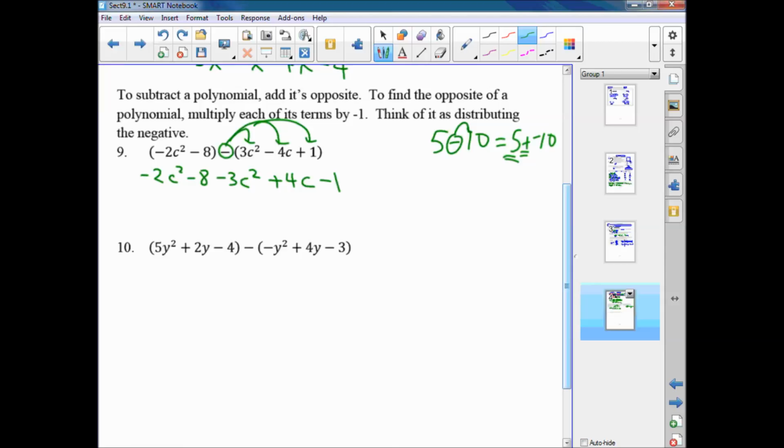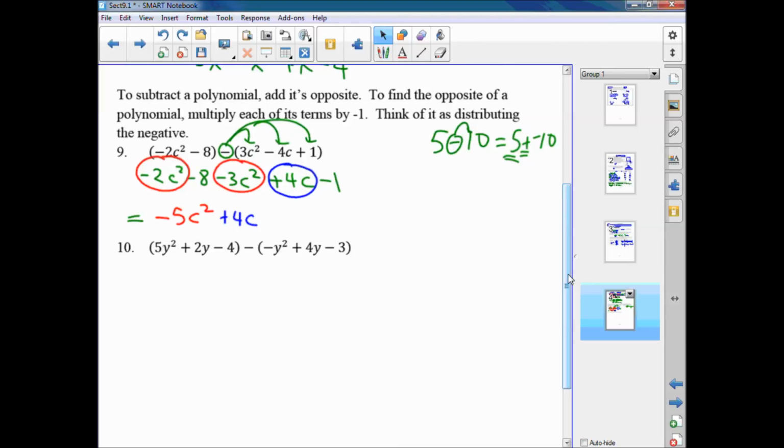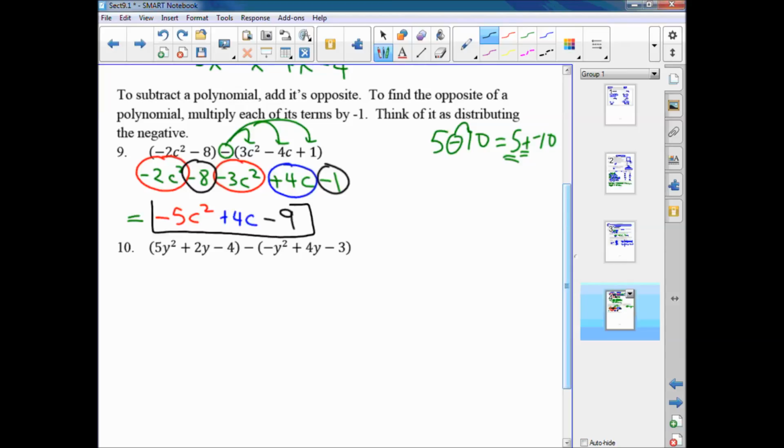Okay, and then we combine all of our like terms. So in this case, negative 2c squared minus 3c squared will make negative 5, negative 2 minus 3, put the c squared back. And then plus 4c will come down. And then we're going to put the minus 8 with the minus 1, the two constant terms. So minus 8 minus 1 will make minus 9. So negative 8 take away 1 is negative 9. All right? So this combines all of our like terms.